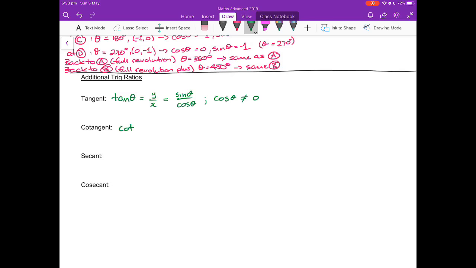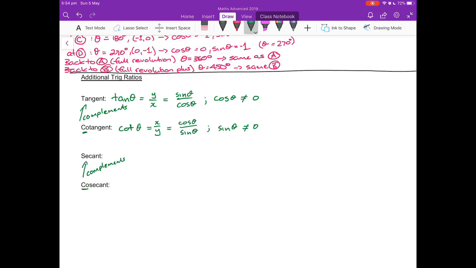Cotangent, well, the co part of cotangent simply means complements. And the same with these two down here. They're complements. Now cotangent gets shortened to cot. So cot theta. And it's the complement, which is just that fraction turned upside down. So now we're going to have x on y, which is actually cosine theta over sine theta. And again, we have that restriction, but this time it's sine that's restricted to not being zero. It can't be zero.